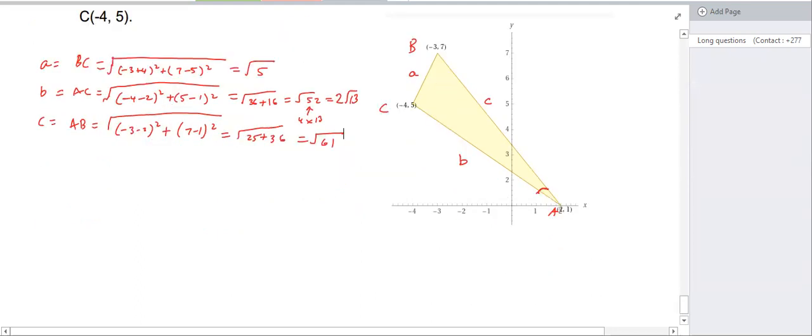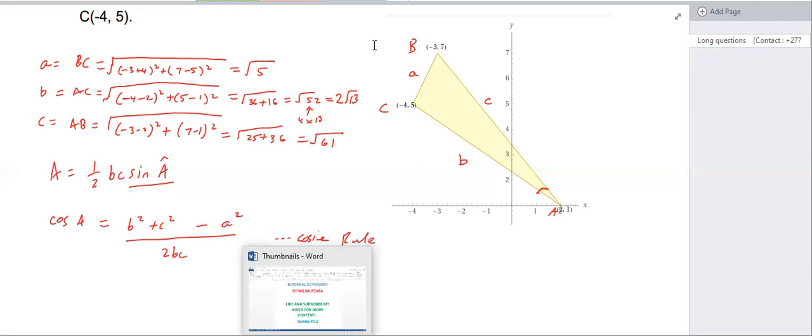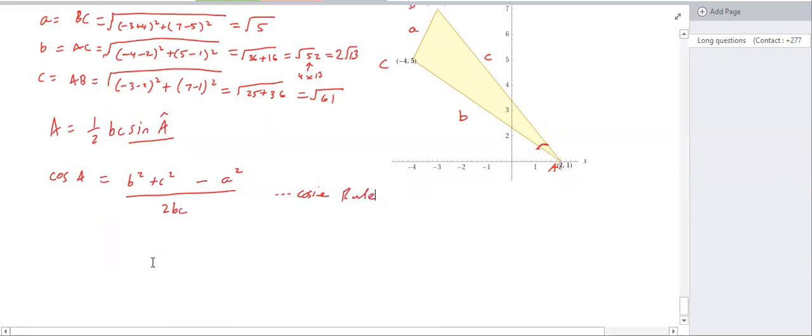We can find angle A. Remember, the area formula is area is equal to half bc sine of angle A. Now, we can't actually find angle A, so we need a representation for sine of angle A. To find it, we can get cos of angle A, which is equal to minus a squared plus b squared plus c squared divided by 2bc, which is the cosine rule.